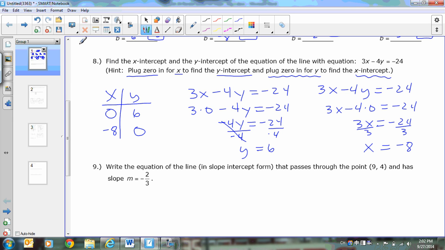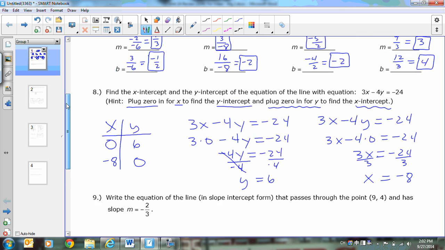All right, so your x-intercept when y is 0 is -8. All right, moving on to number 9, let's take a look at that equation.